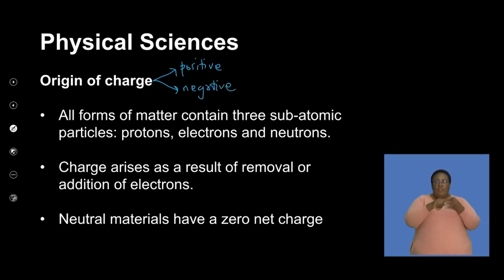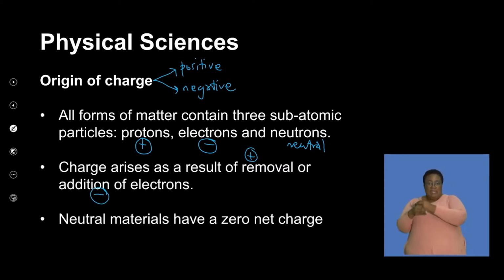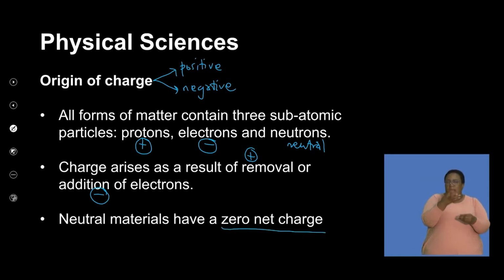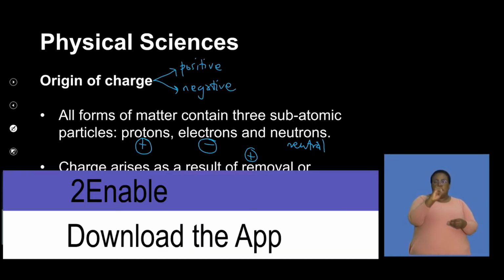So all forms of matter contain three subatomic particles: protons, which are positive, electrons, which are negative, and neutrons, which are neutral, okay? So remember, electrostatics has to do with the movement of electrons. Electrostatics, okay? So the charge arises as a result of removal or addition. So if we remove, it's going to be a positive charge, okay? If we add electrons, the material becomes negative. That's how charge arises. But keep in mind that neutral materials have a zero net charge, which does not suggest that they have no charges.